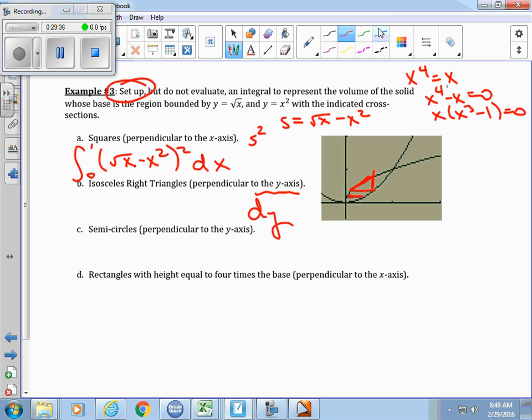Side note, what is the area of an isosceles right triangle? One half base times height. If it truly is isosceles, what do you know about the base and the height? So 1/2 base squared if it's isosceles, because the two legs are the same width or the same height.